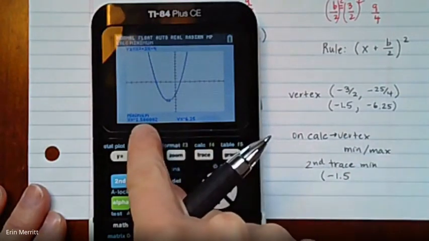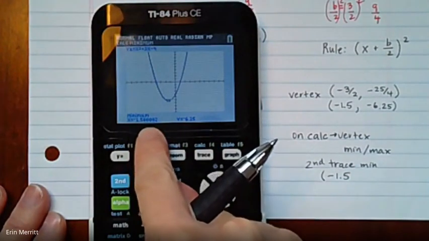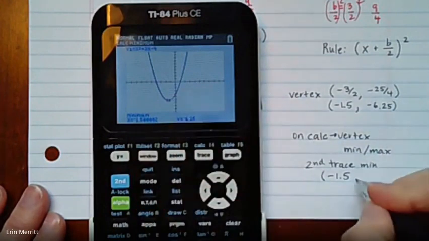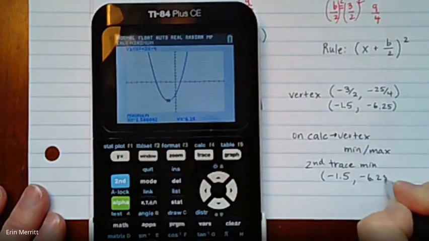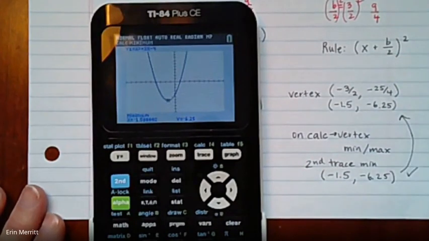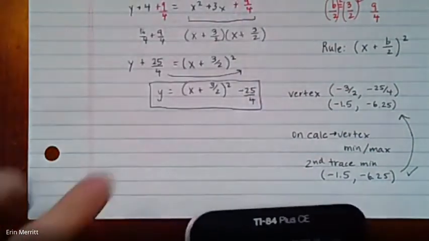Mine says negative 1.500002. So the calculator is just a little off in its estimation, but then comma, negative 6.25. And that checks exactly what we have here. So that's actually a nice way to know my answer is right.